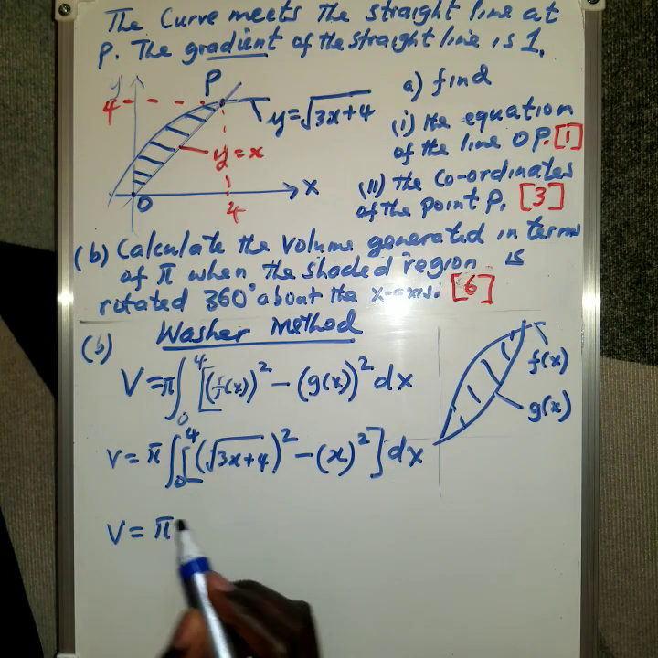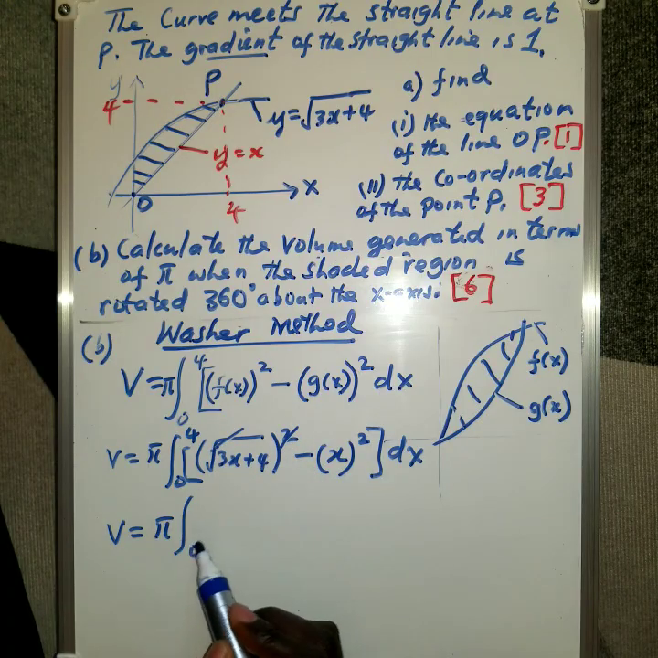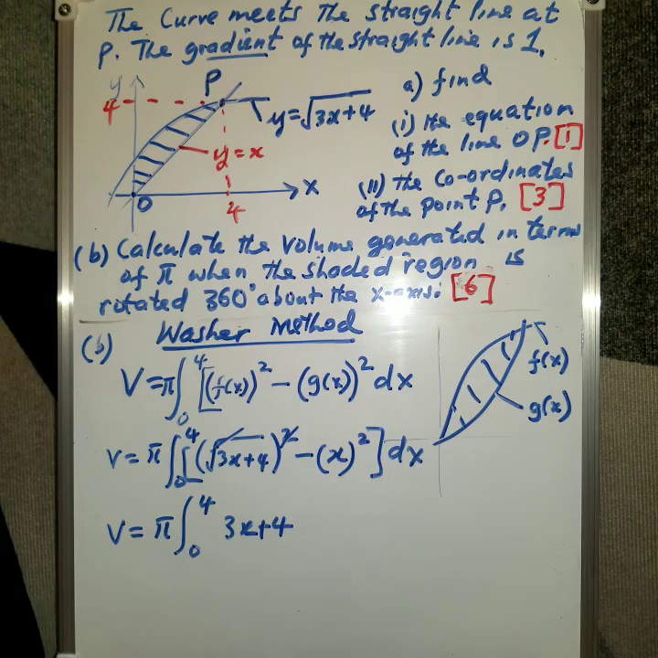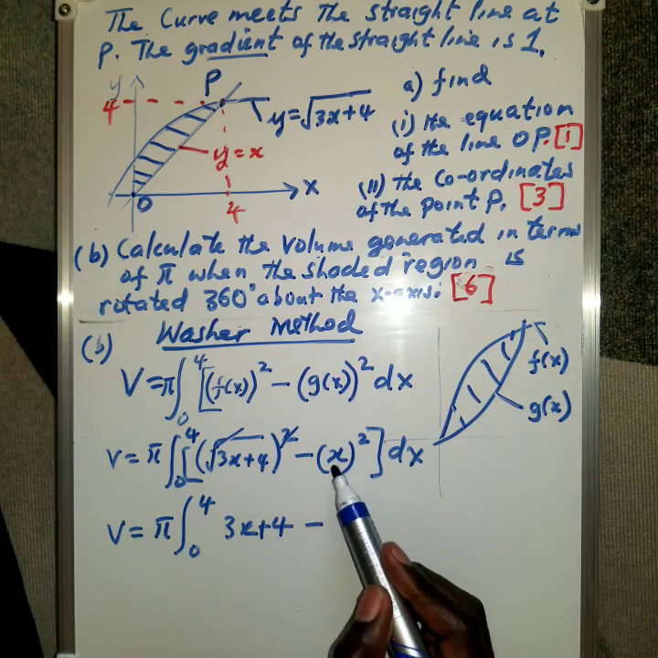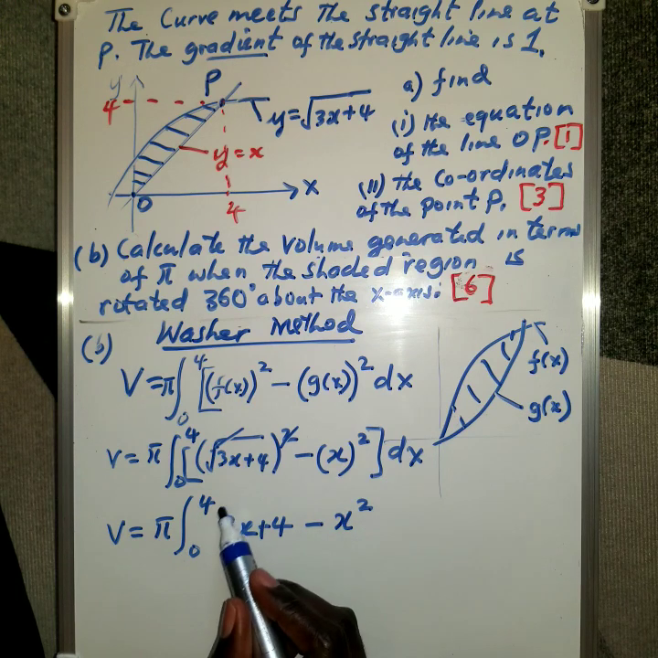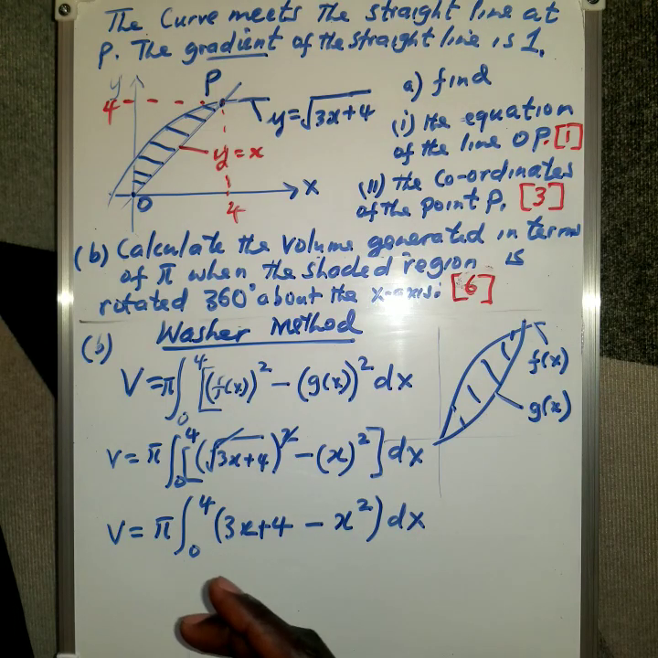V is equal to pi, so when I square this, the square root and the square cancel. I'll simply remain with 3x plus 4 minus, if I look at this one, x raised to the power 2, and that now with respect to dx. So now you can try to integrate that. That's what we meant, so you can integrate.